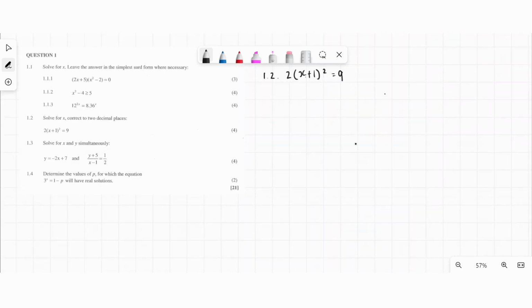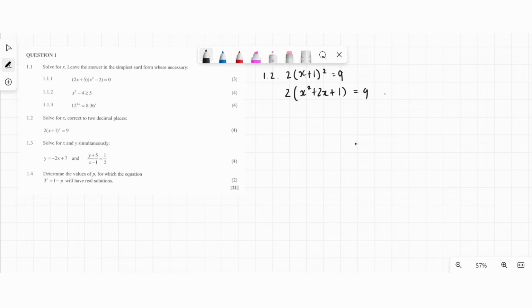So now moving to 1.2. It says solve for x correct to 2 decimal places. The minute you see 2 decimal places, your head needs to go to using the quadratic formula. So now let's expand x plus 1 here. So it's going to be 2, and when we expand it, it's going to be x squared plus 2x plus 1 is equal to 9, right?